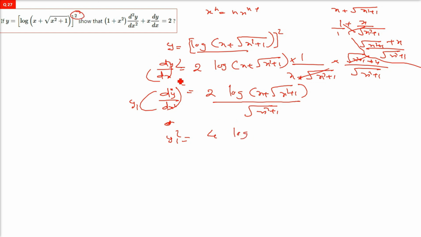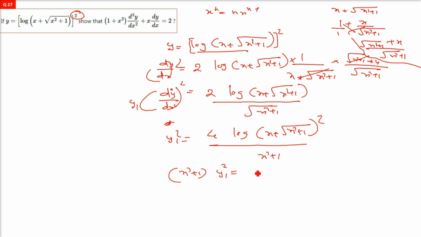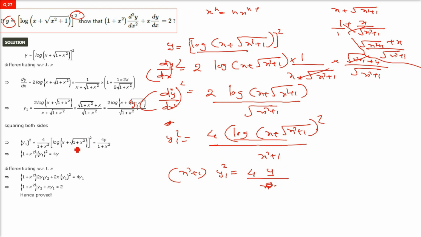So dy by dx I'm writing as y1 square is 4 log x plus under root x square plus 1 whole square divided by under root x square plus 1 whole square, which is x square plus 1 only. So let us cross multiply. I'm taking x square plus 1 on the left hand side, and then we have y1 whole square, and this log square is nothing but y only, so you can replace it by 4y. Alright, those who want to do it by themselves, this is the only trick which has to be adopted, and that I already told. Rest you can always follow, but we will proceed by this first.